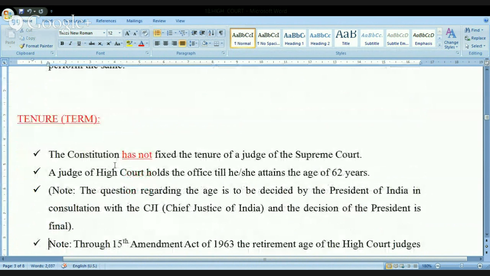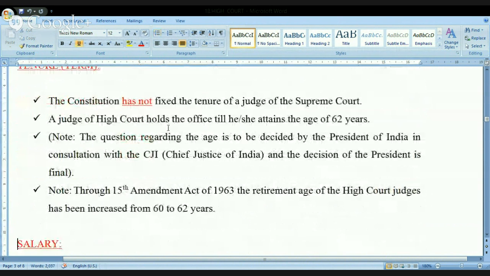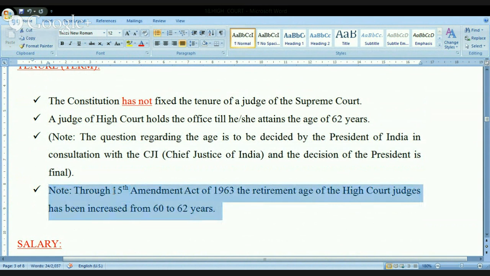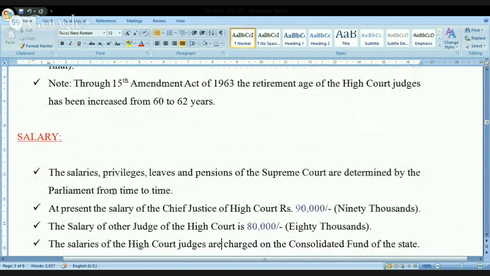Next one, look at the term. When it comes to the term here, the Constitution has not fixed the tenure of the judge. When it comes to holding the office, he holds the office till he attains the age of 62. The question regarding the age is to be decided by the President of India in consultation with the CJI, and the decision of the President of India is final. Originally, the retirement age was 60 years, but through the 15th Amendment of the Constitution, the retirement age has been increased to 62, and another discussion is going on. This 62 years is going to be increased to 65 years.